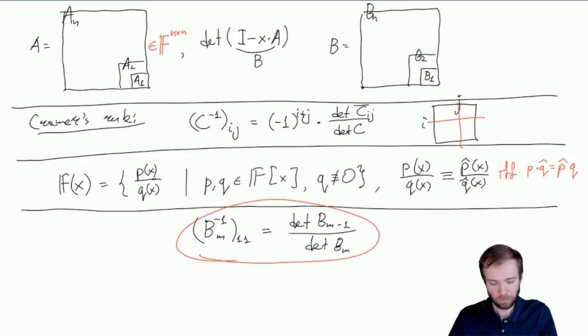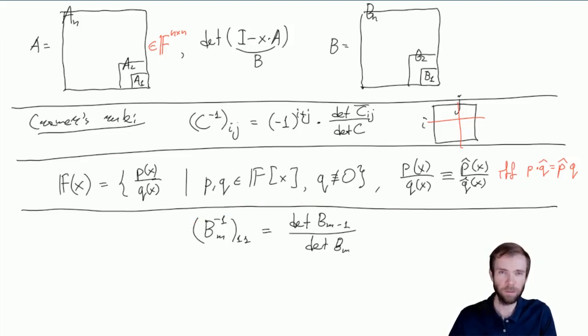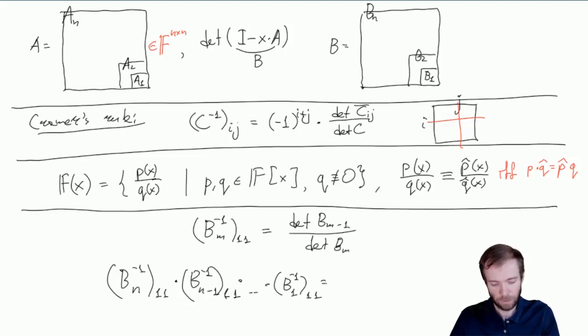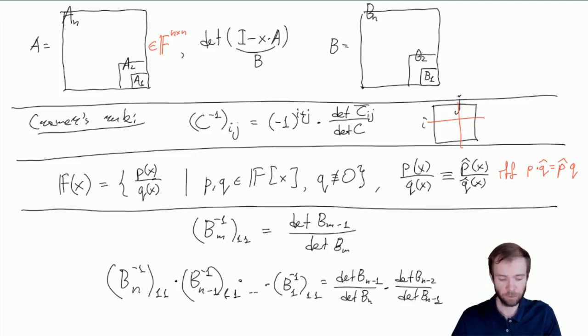So now, when we use this formula, we can obtain the following. If we multiply for m from 1 to n, we get the element at position 1,1 of the inverse matrix for B_n, multiplied by the element at position 1,1 in the inverse matrix for B_{n-1}, multiplied, etc., by the element at position 1,1 of the inverse matrix for B_1. That's the product of these ratios. And this product is telescoping, because we have the determinant of B_{n-1} over the determinant of B_n, multiplied by the determinant of B_{n-2} over the determinant of B_{n-1}, and so on and so forth. So many things cancel out here, and in the end we get just 1 over the determinant of B_n, and B_n is equal to B.